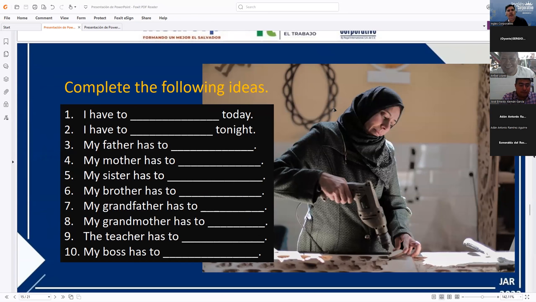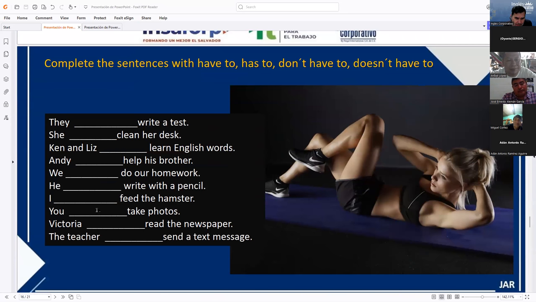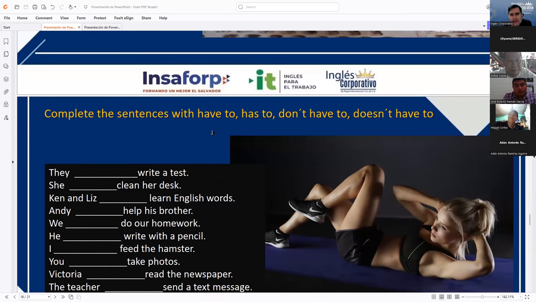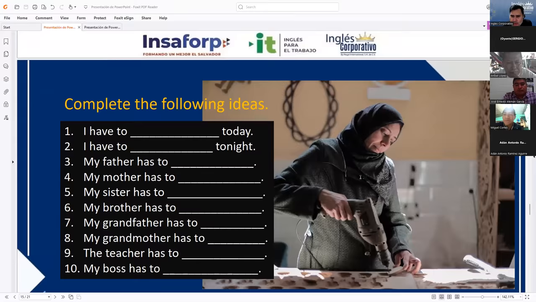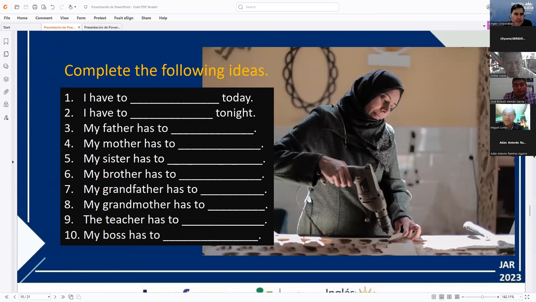Now, ladies and gentlemen, we're going to be working on I have to. We have to complete using our own ideas. And then we're going to complete these ones using have to, has to, don't have to, and doesn't have to. This one, the lady working and the lady exercising. We need to practice using have to and has to. Complete them, say them with your partner. I would like to give you time to do that, but we don't have time, so let's move on.